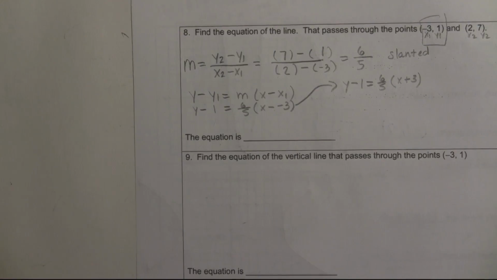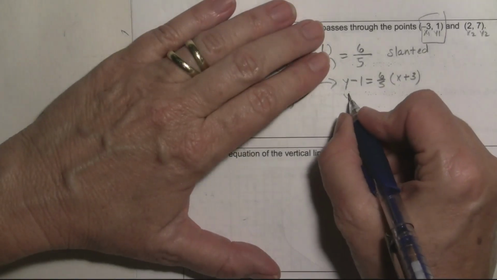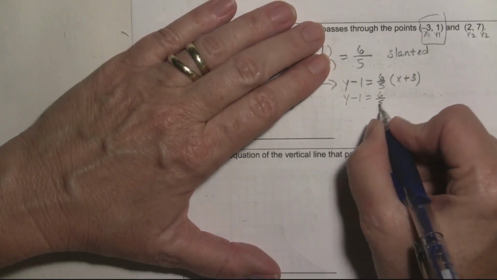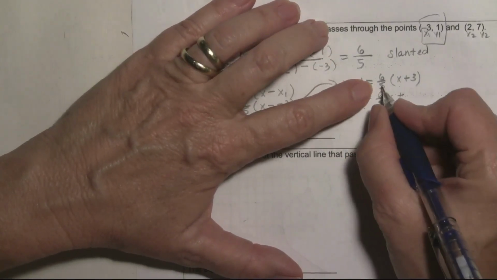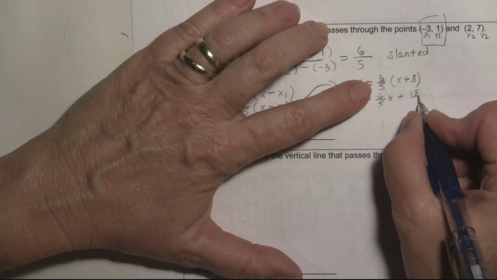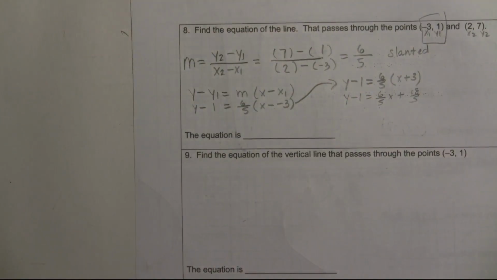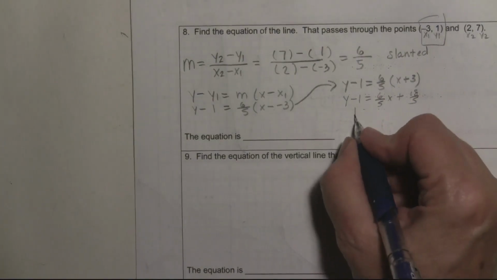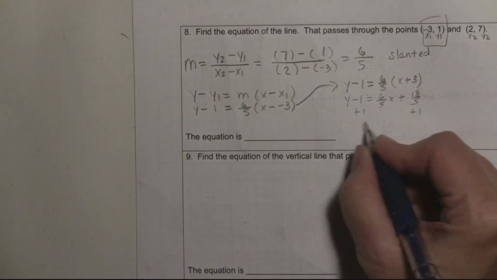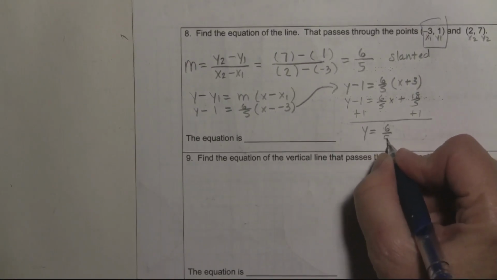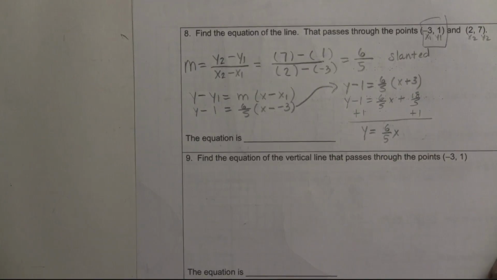Now I have to distribute. I don't recommend doing that in your head. I recommend writing it and making sure that you do it correctly. Most people can resolve the double negative in their head. You can use your calculator if you need to multiply 6/5 times 3, but you get 18/5. Last step is to add 1. And yeah, I do recommend that you use your calculator right there. So y equals 6/5, right? Because I have to solve it for y.